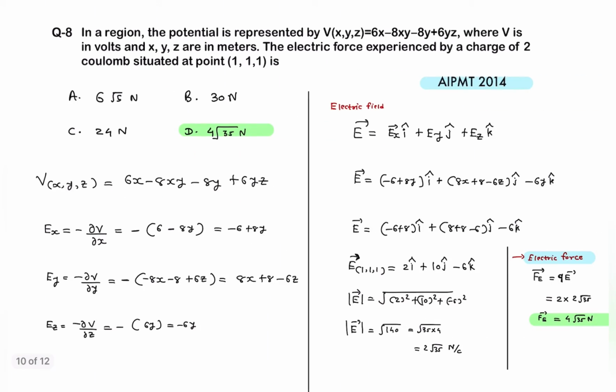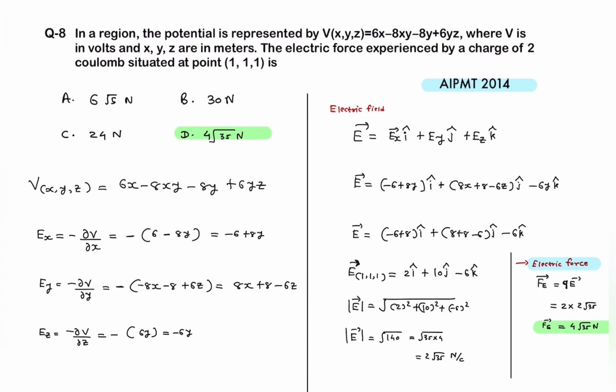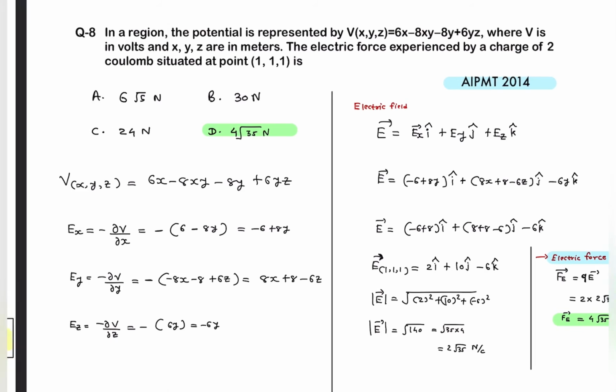Question number 8: in a region the potential is represented by V of x, y, z, that is the potential in Cartesian form in 3 dimensions. V of x, y, z is equal to 6x minus 8xy minus 8y plus 6yz, where V is the potential in volt and x, y, z are in meter. So we find the electric force experienced by a charge of 2 coulomb situated at the point 1, 1, 1. So x, y, z is given as 1, 1, 1. These four options are given.